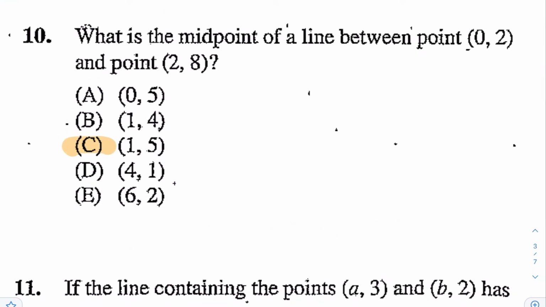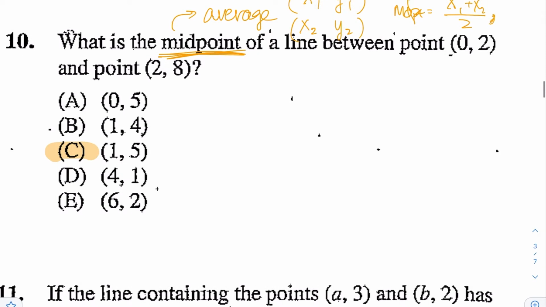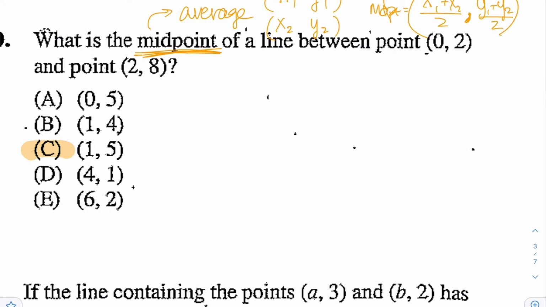All right, next for number 10, what is the midpoint of a line between 0, 2 and 2, 8? So the midpoint is just the middle, and the middle you can find by just using the average, because the middle of 2 points is just the average. So if you have 2 points, x1, y1, and x2, y2, the midpoint is going to be x1 plus x2 divided by 2, comma, y1 plus y2 divided by 2. Just take the coordinates and average them.